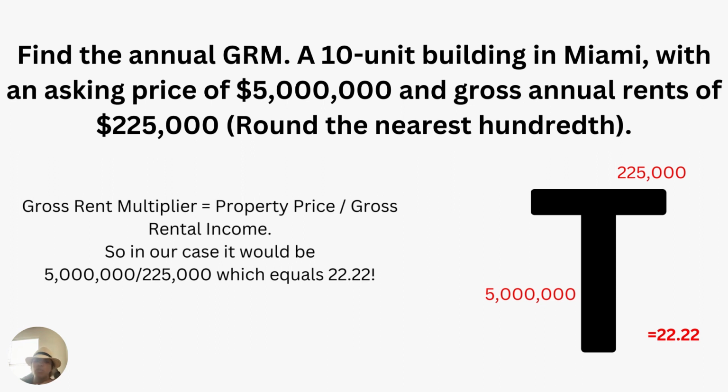So again, you see the problem, do the problem, write it down. If you need a T-chart, that is perfectly fine. You're going to take the total number here, 5 million, and if it's up and down, you are going to divide. So you divide that by that, and that will simply give you 22.22. All right? So that is how you do that.